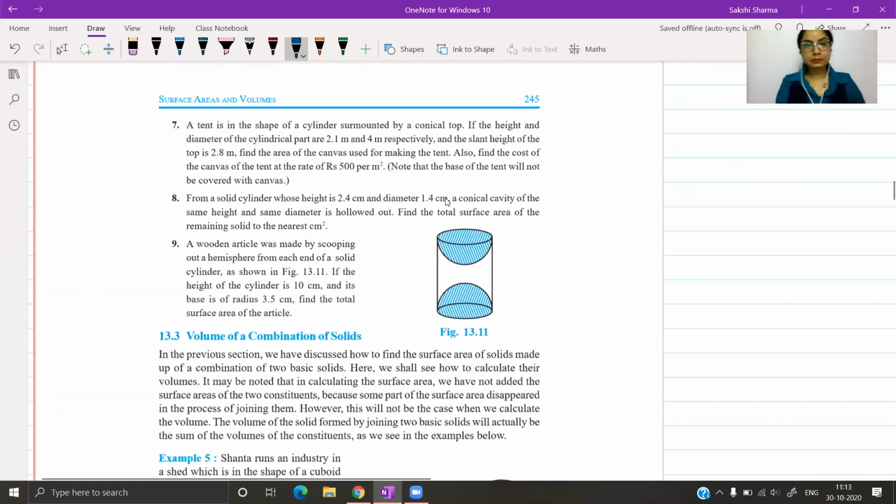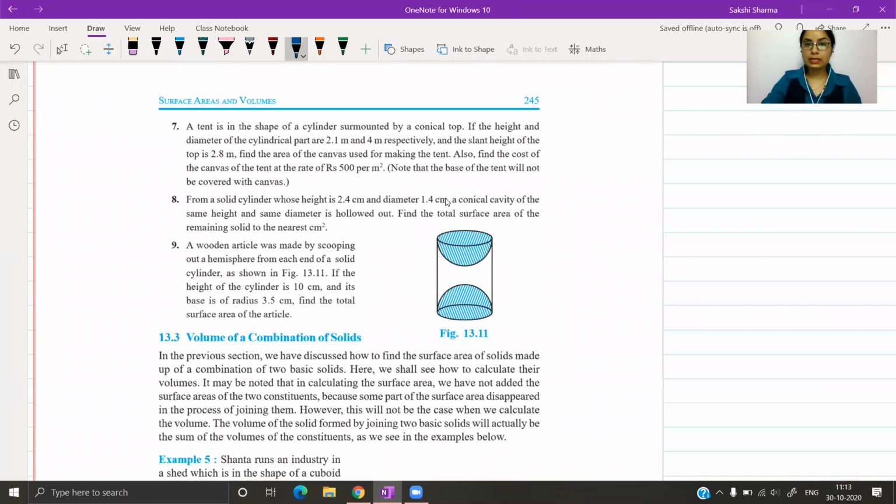Question number 7. A tent is in the shape of a cylinder surmounted by a conical top. Height and the diameter of the cylindrical part are 2.1 meters and 4 meters respectively. The slant height of the top, which is conical in shape, is given here as 2.8. Find the area of the canvas used for making the tent. So the area of the material that will be used to make the tent. We need to find out the area of all those surfaces where the canvas will be used. And they have given you a clue here: the base of the tent will not be covered with the canvas.